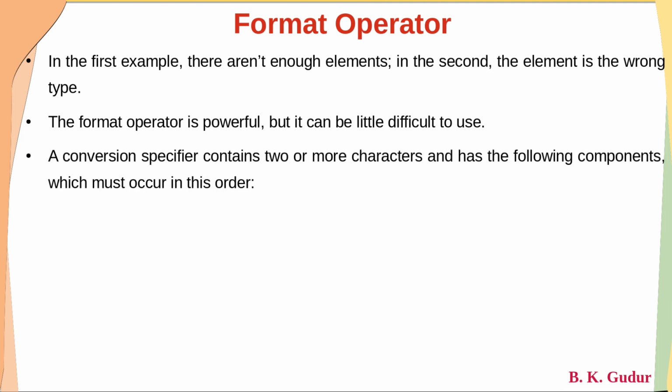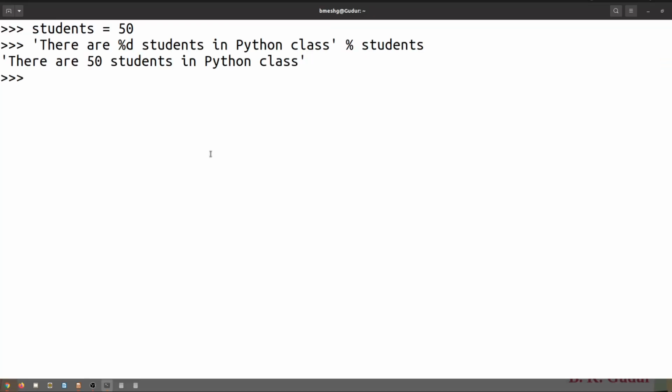Dear students, a conversion specifier contains two or more characters and has the following components which must occur in order. If you see this format specifier, this is a percent which tells that we should format the second operand as per this format. The second character here is going to tell that after the percent we are going to write some sequence of characters which are used for different purposes.